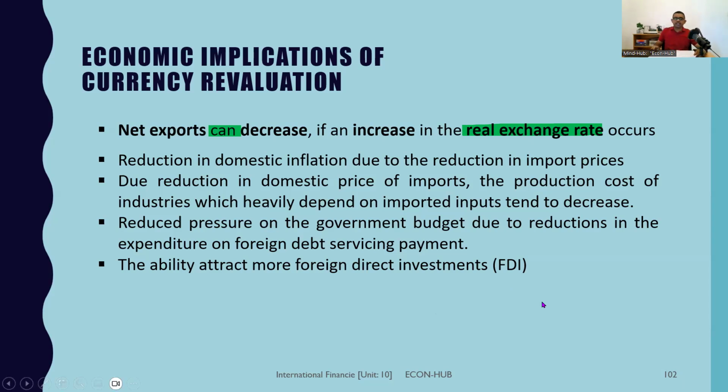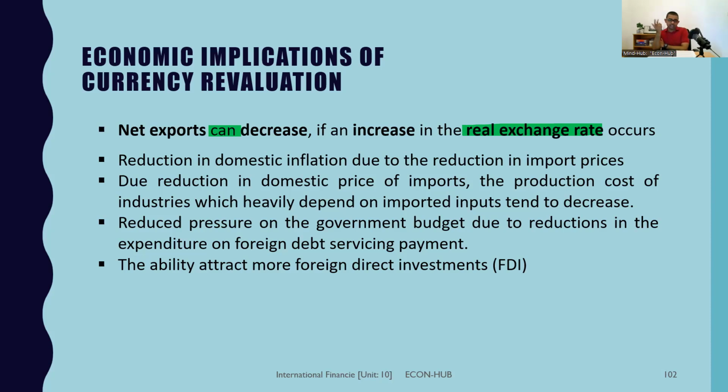The others, I think you guys are okay. Reduction in domestic inflation due to reduction in import prices. Because of the currency, it's cheaper to import now. With the reduction in the domestic price of imports, the production costs of industries which heavily depend on imported inputs and intermediate goods tend to decrease.